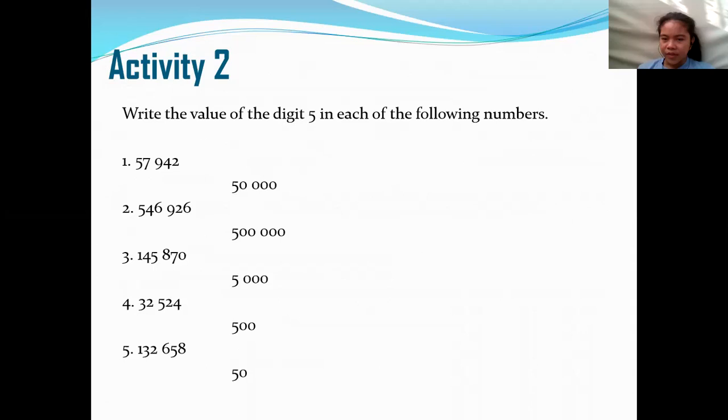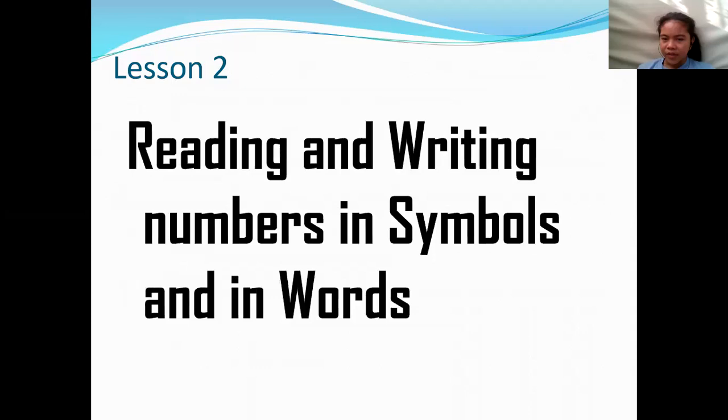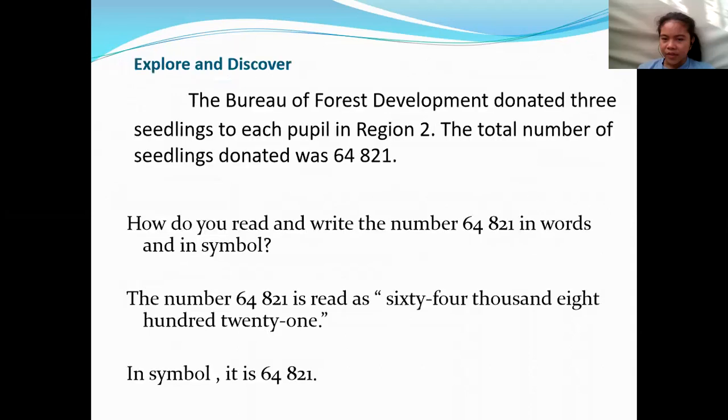Okay. Next lesson. We have reading and writing numbers in symbol and in words. Explore and discover. The Bureau of Forest Development donated 3 seedlings to each pupil in Region 2. The total number of seedlings donated was 64,821. So how do you read and write the number 64,821 in words and in symbol?